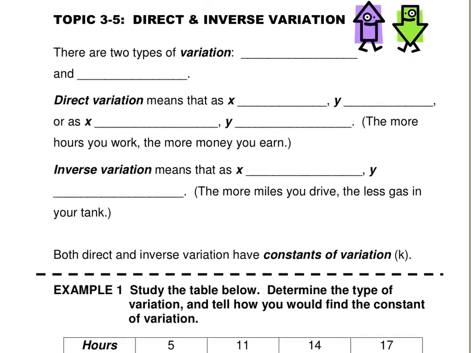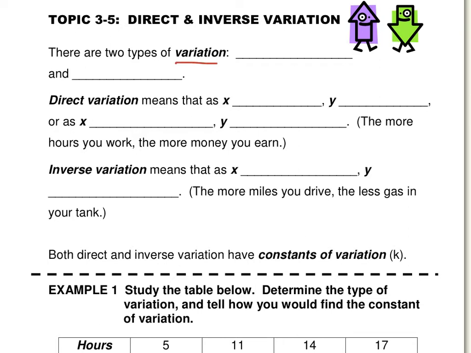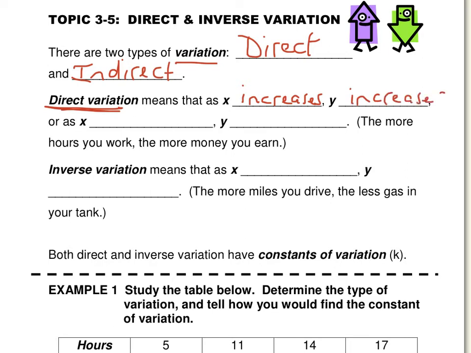There are two types of variations, and they are direct and indirect. So write that down, direct and indirect variation. Remember, variation means that things vary. So direct variation means that as x increases, then y increases. So as x is going up, y is going up. Or as x decreases, then y will decrease. In other words, they're going to do the same thing. They are directly related to each other. I should say decreases. I'm sorry, it's messy.